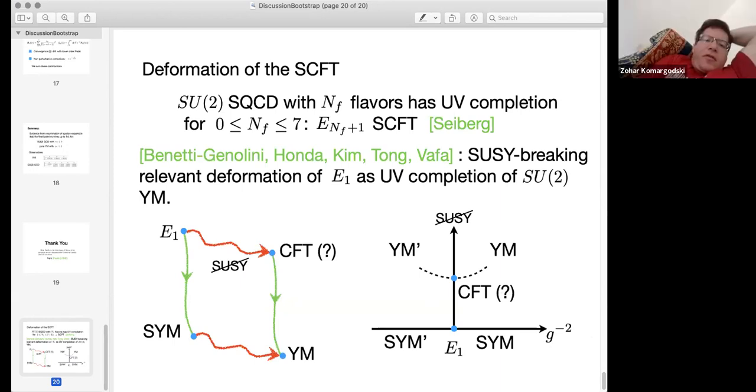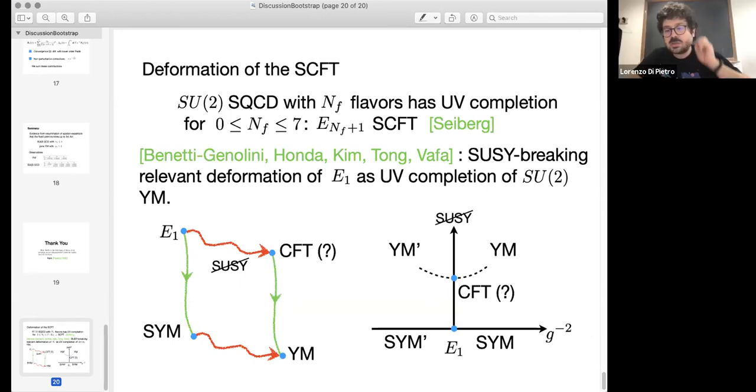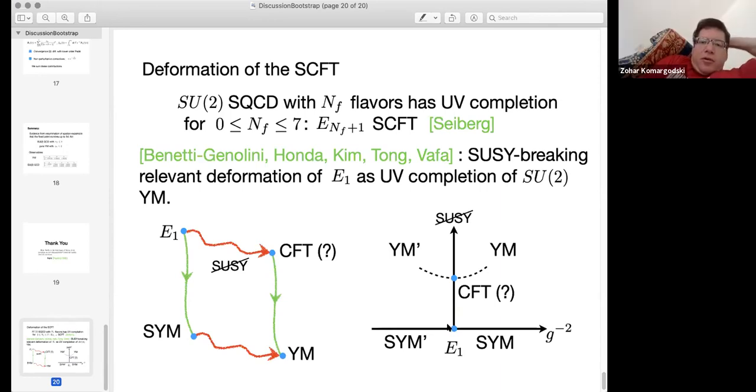But Lorenzo, the first order line can end on a second order point. Which first order line, sorry? Just in general, a first order line can end on a second order point. So it could be that this vertical line is first order. I don't see any evidence otherwise.